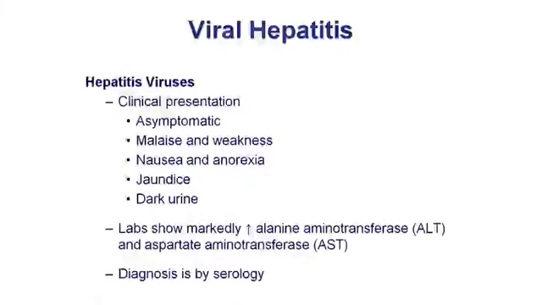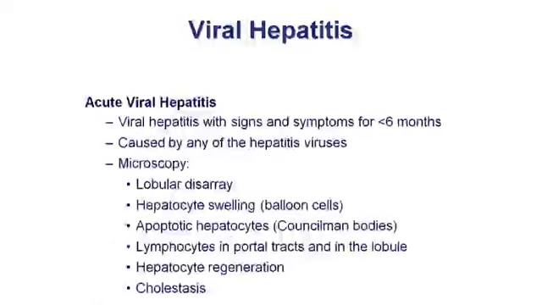Don't forget that. Okay. Now, because with viral hepatitis, you're destroying the hepatocytes, your transaminases will be elevated. So ALT and AST will be markedly elevated on the exam. And of course, diagnosis is made by serology. So viral hepatitis can be acute and chronic. So with acute viral hepatitis, these signs and symptoms will be for less than 6 months. It can be caused by any of the different types of hepatitis, A through E.